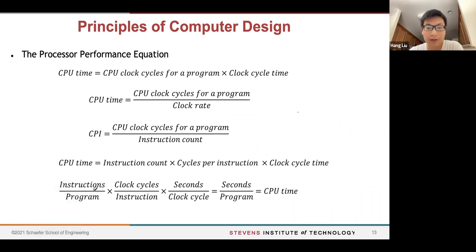we can come here and see the CPU time equals the instructions per program. The CPU time of a program is the total number of instructions of that program, multiplied by clock cycles divided by instruction, or CPI, cycles per instruction. Like how many cycles one instruction consumes, that's CPI, right? And then the time of that clock cycle is what we mentioned: 1 gigahertz means the clock cycle takes 1 nanosecond, okay? And that is the CPU time.